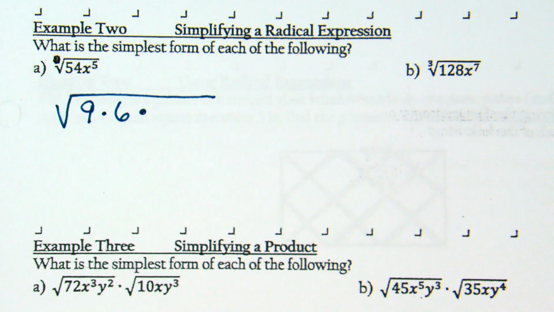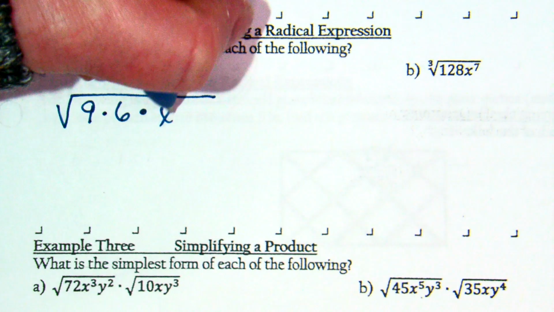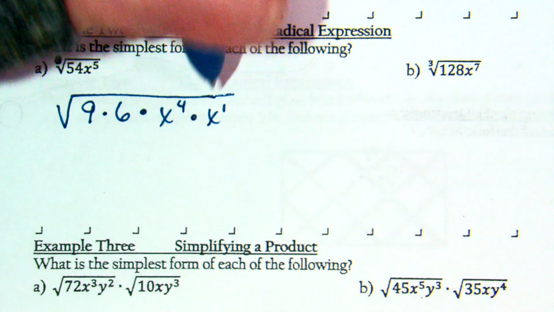So we cannot take the square root of x to the fifth, but what we want to look at is other perfect squares in there. So 5 does not divide by 2. What is the next closest number below 5 that does divide by 2? 4. So I'm going to take my x and break it into x to the fourth, which does divide by 2, and the leftover x to the first.